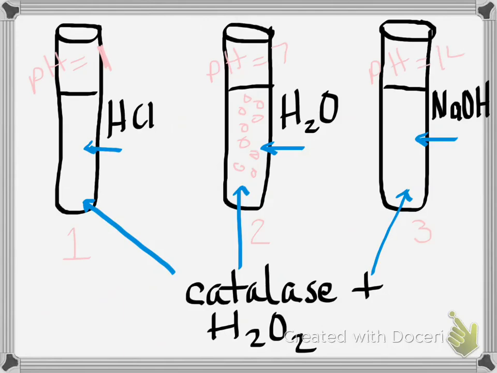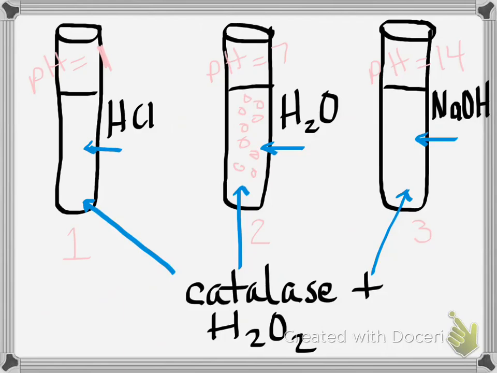Now, guys, all I did on this visual is draw out those 3 test tubes that you have on page 62. We have it with words there, what was in test tube 1, test tube 2, and test tube 3. I just drew it out so that you could lock in on a visual of what was in each test tube. Check out that acid was in test tube 1, water was in test tube 2, and base was in test tube 3. And every test tube had the same catalase and hydrogen peroxide.